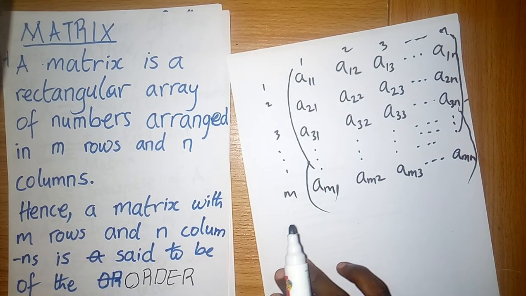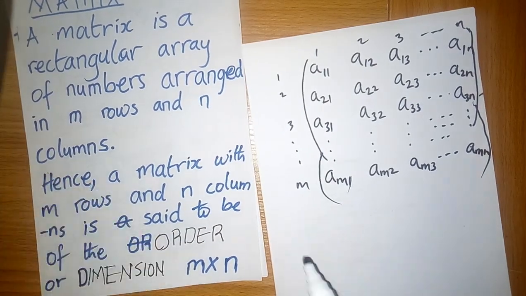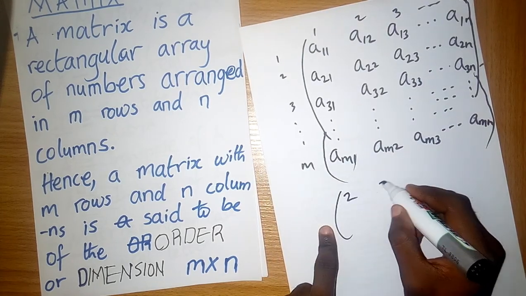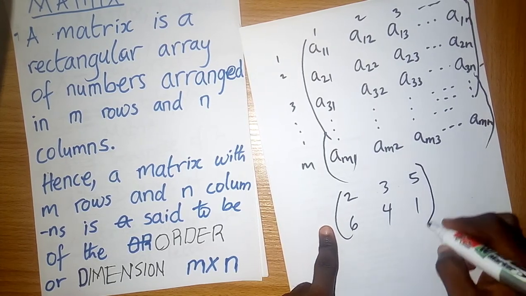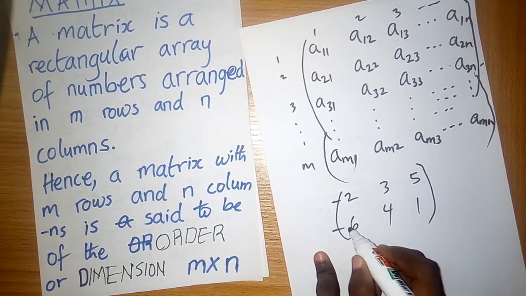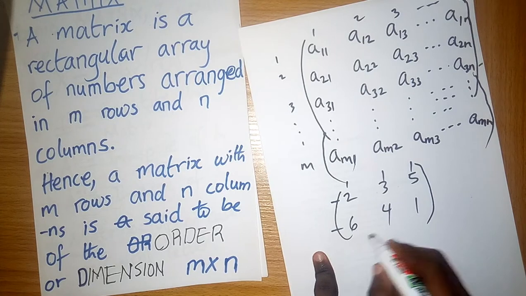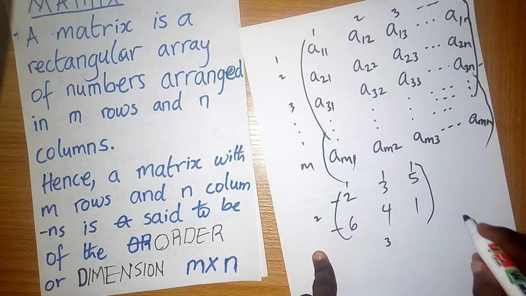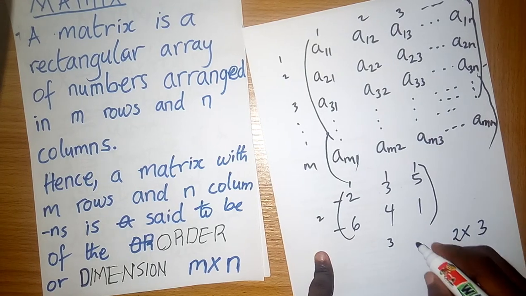Now if we talk about the order, let me give an example. If you have 2 3 5 and then 6 4 1, you are going to see there are 2 lines here and then 3 lines here. So we have 3 columns and 2 rows. So this is a 2 by 3 matrix.